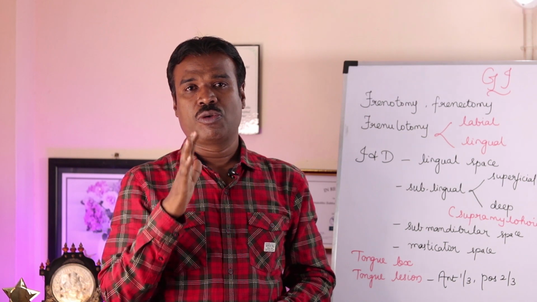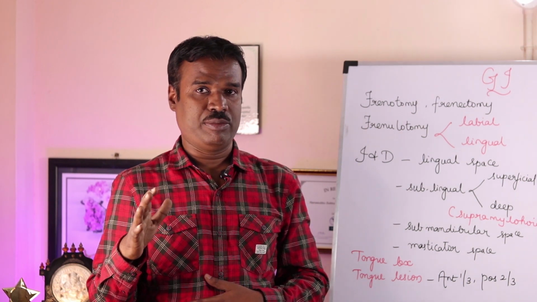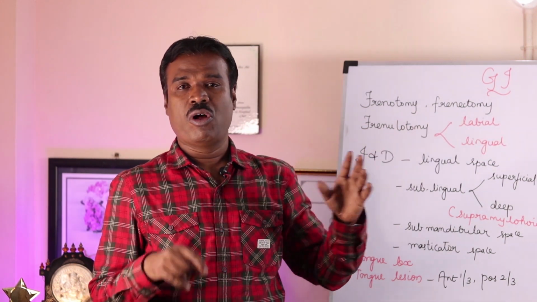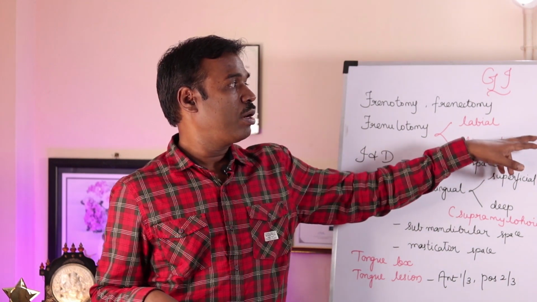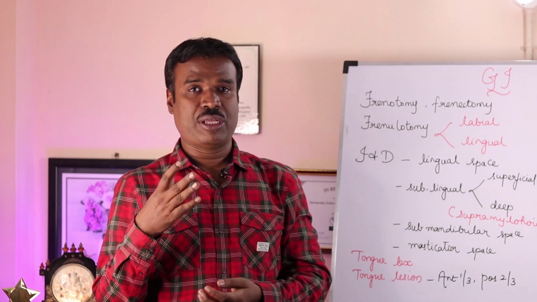If the surgeon is going to remove exactly half of the tongue, it is called a hemiglossectomy. So we need to know whether the glossectomy is less than half, or equal to half, which is a hemiglossectomy, or a complete resection of the tongue with a neck dissection.